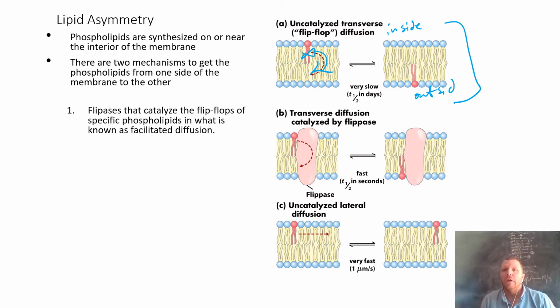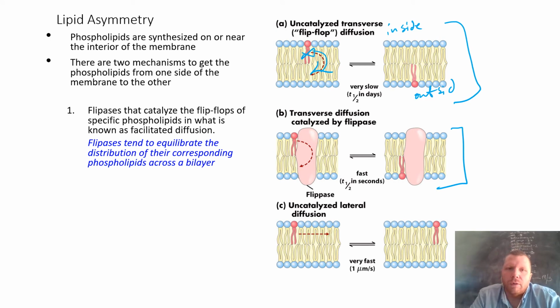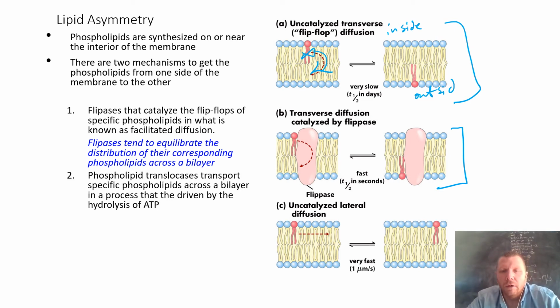that resistance. Now, down here, we've got transverse diffusion, the same thing, but we're catalyzing that by an enzyme classified as a flipase. Okay, so that enzyme is going to equilibrate the distribution of the corresponding phospholipids. It's going to help overall with the composition and asymmetry of lipids on the inside and outside of those cells, or outside of those membranes.